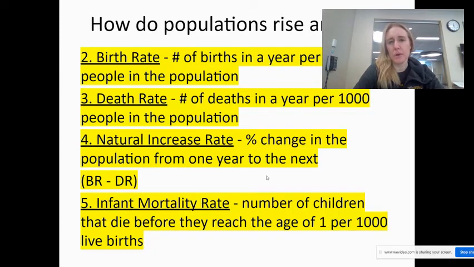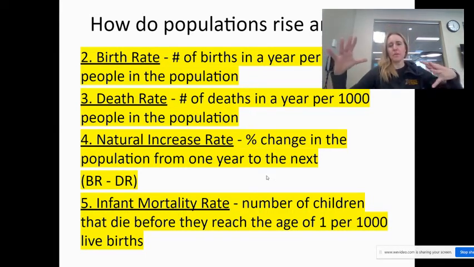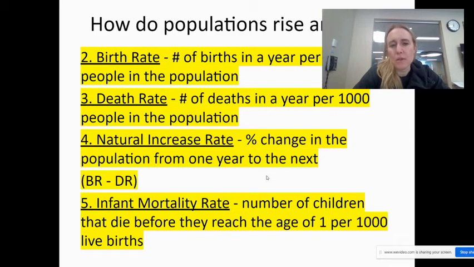That is the number of births in a year per 1,000 people in the population. So we take 1,000 people in the population, we count up the number of births, and we get a birth rate. Birth rate numbers are usually somewhere between 6 and 30 on the really high end. So a birth rate of 30 would mean that there are 30 children born in a year per 1,000 people in the population. So if there's 2,000 people in the population, that means there's 60 babies being born.